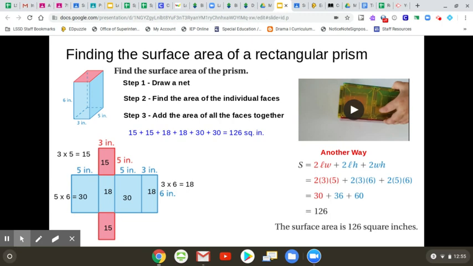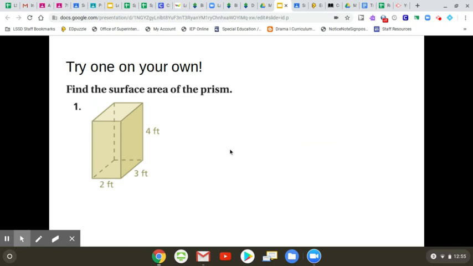Let's move on and try one on your own. Remember, at this point, you can take a break and do all of the work on your own and then answer the question. And at the end, you will be able to check your work against the work on the next slide.